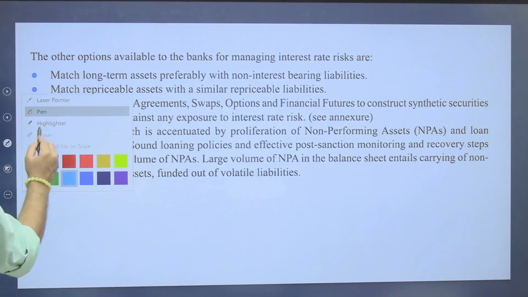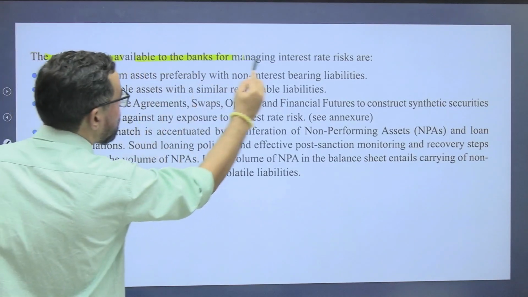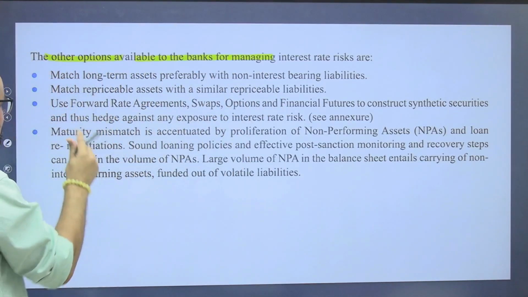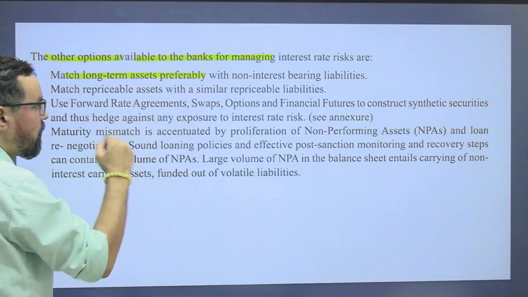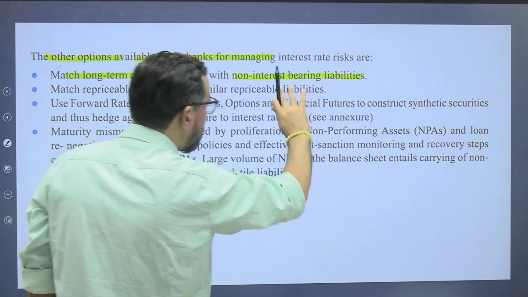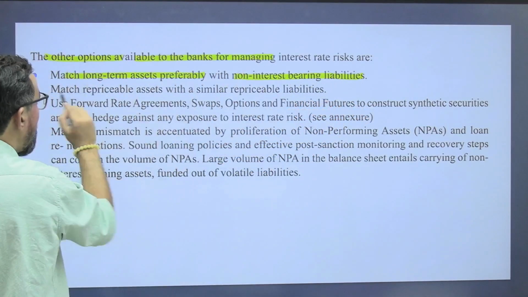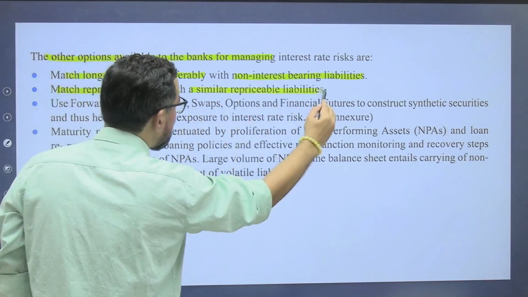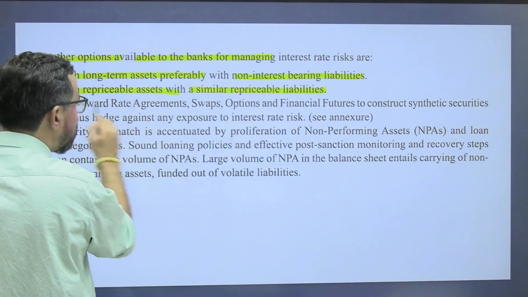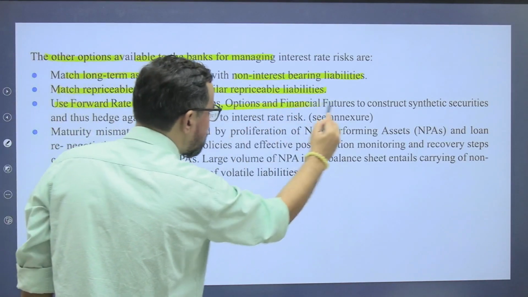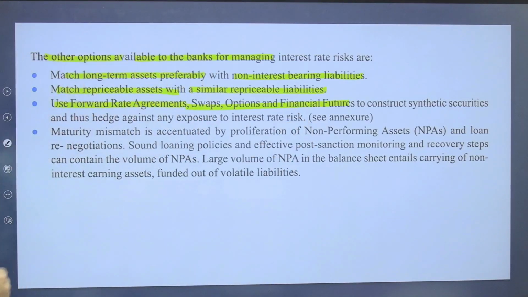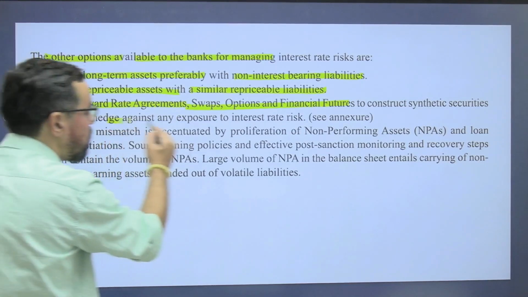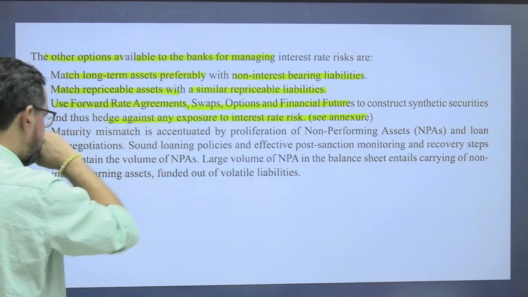The other option available to a bank for managing interest rate risk: match long term assets preferably with non-interest bearing liabilities, match repriceable assets with similar repriceable liabilities, and use forward rate agreements, swaps, options and financial futures to construct synthetic securities and thus hedge against any exposure to interest rate risk.